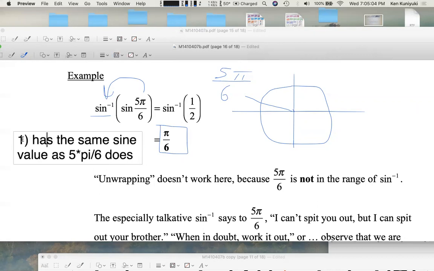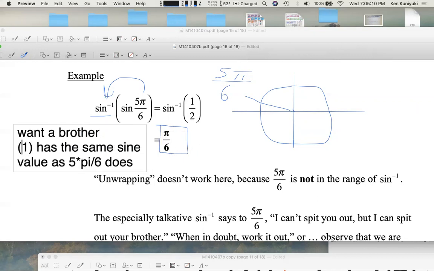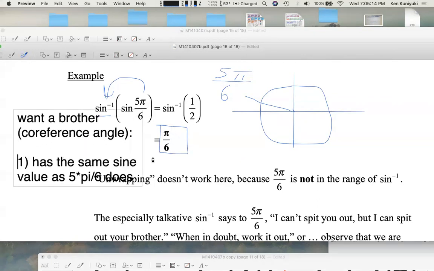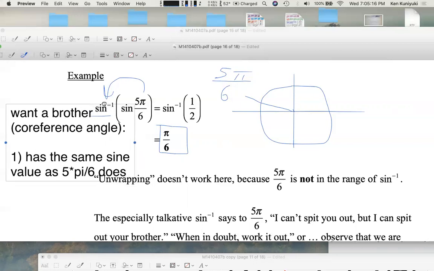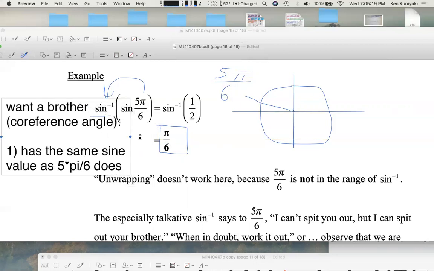We want a brother or coreference angle with two properties. We want a brother with the same sine value that 5 pi over 6 does. It turns out that sine value is 1/2, but that doesn't even matter. We're going to use symmetry.